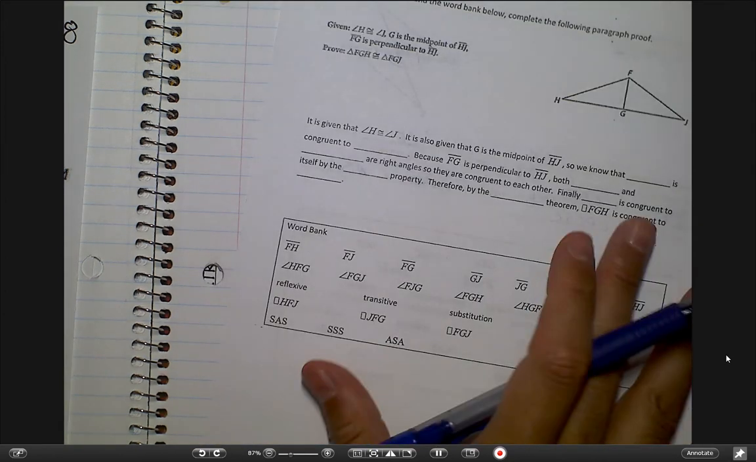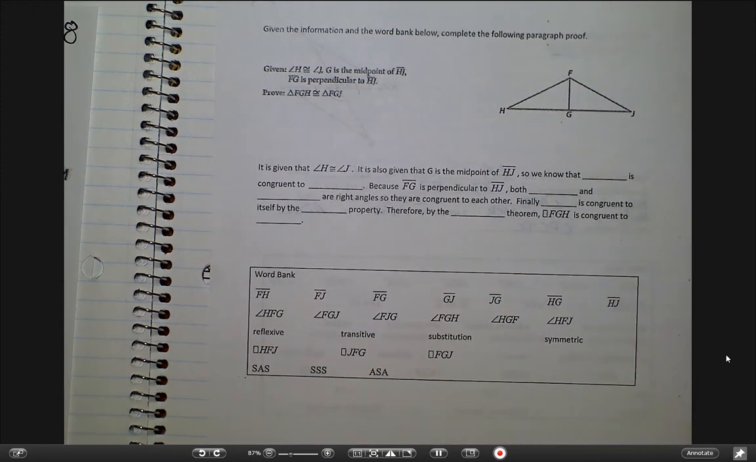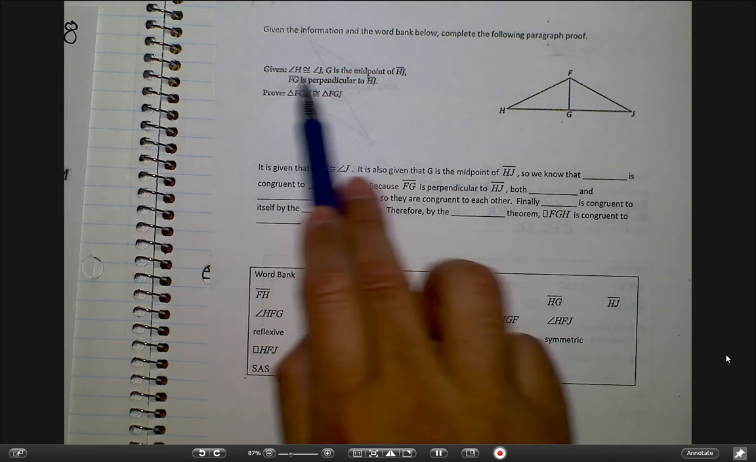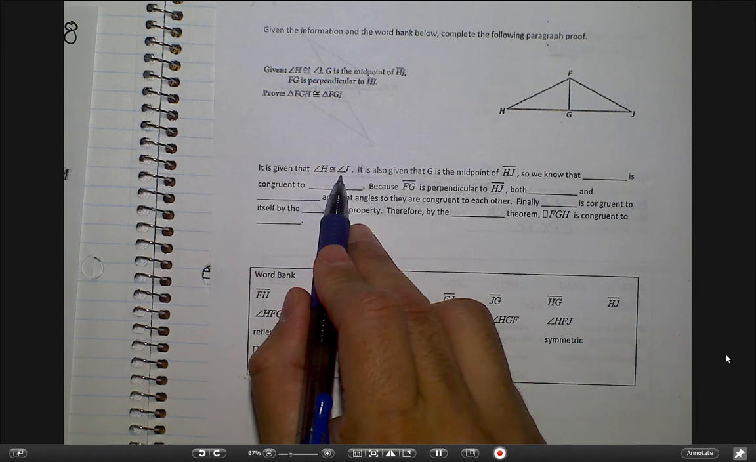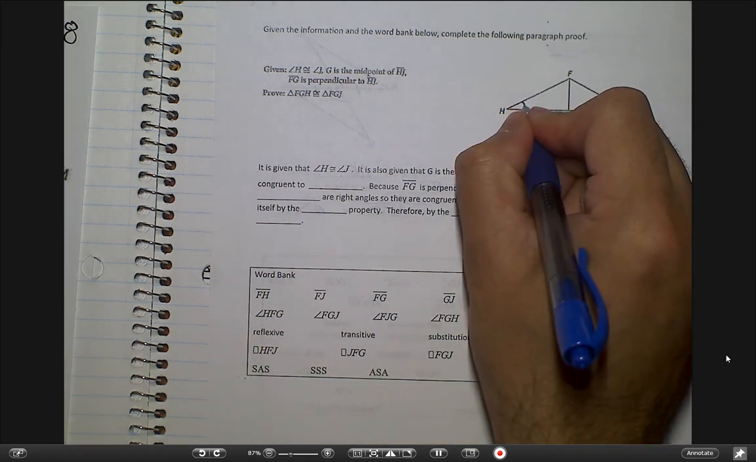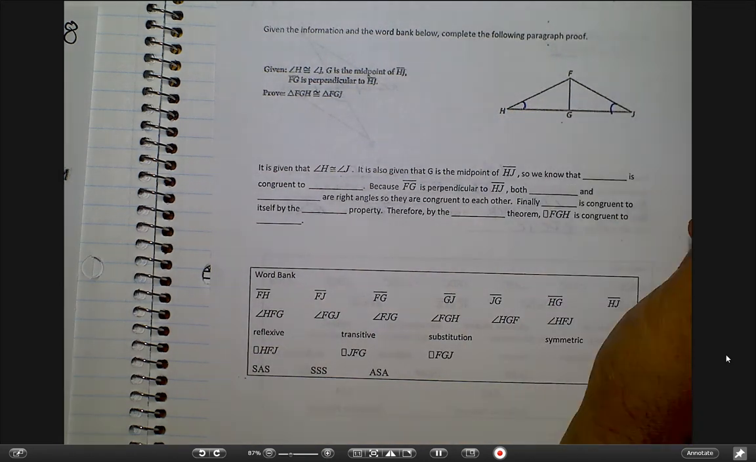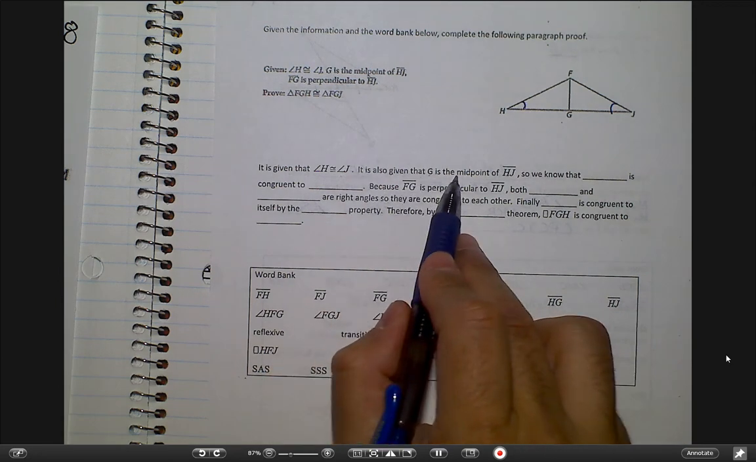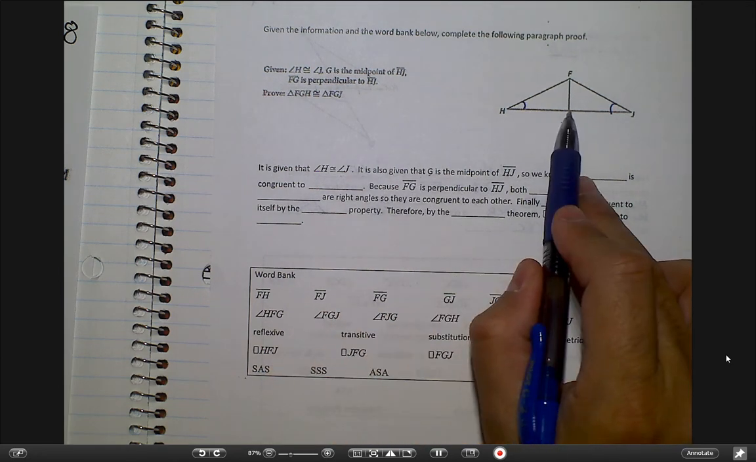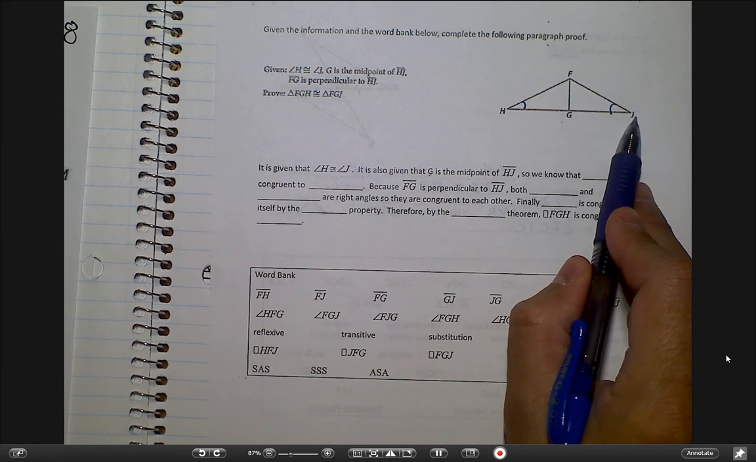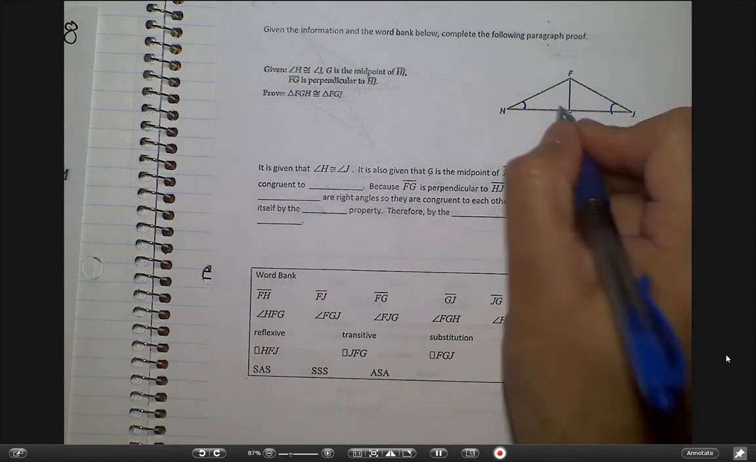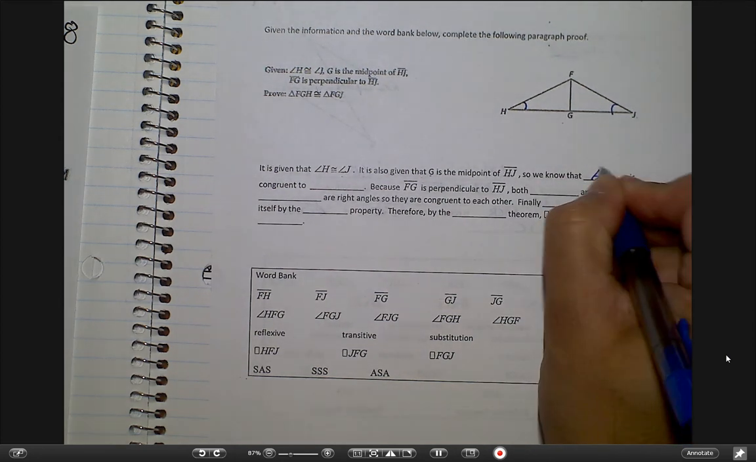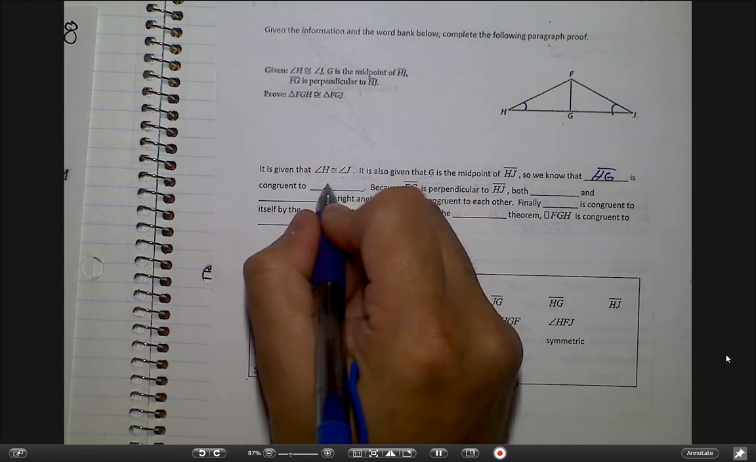So let's take a look at this other side. Now, on this other side, I have a whole lot of given here, don't I? Yep. Given, angle H is congruent to angle J. Let's mark that, please. It is also given that G is the midpoint of HJ. G is the midpoint of HJ. So they're both congruent to each other. Okay, so we know that. HG is congruent to GJ, or JG, I'm sorry.